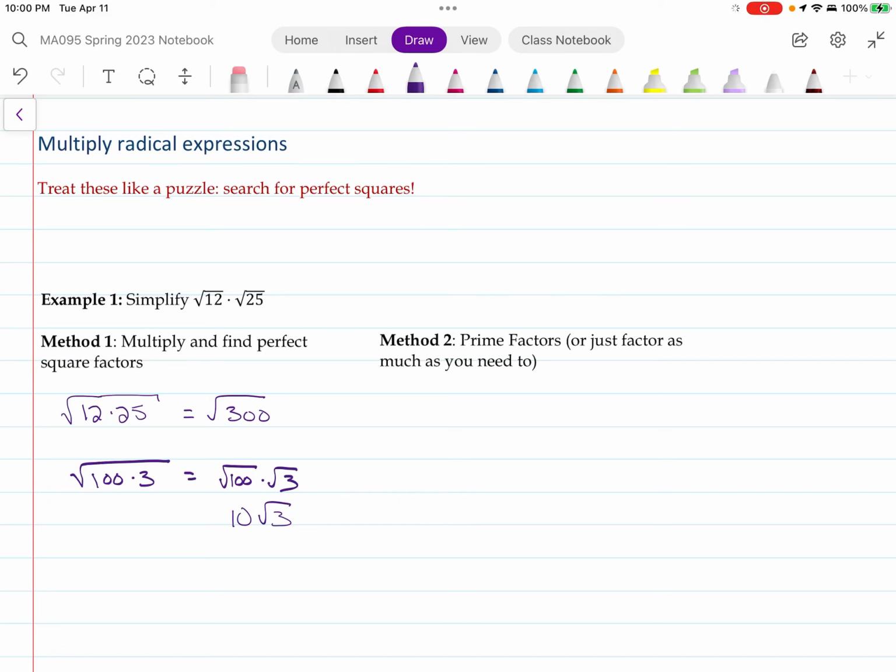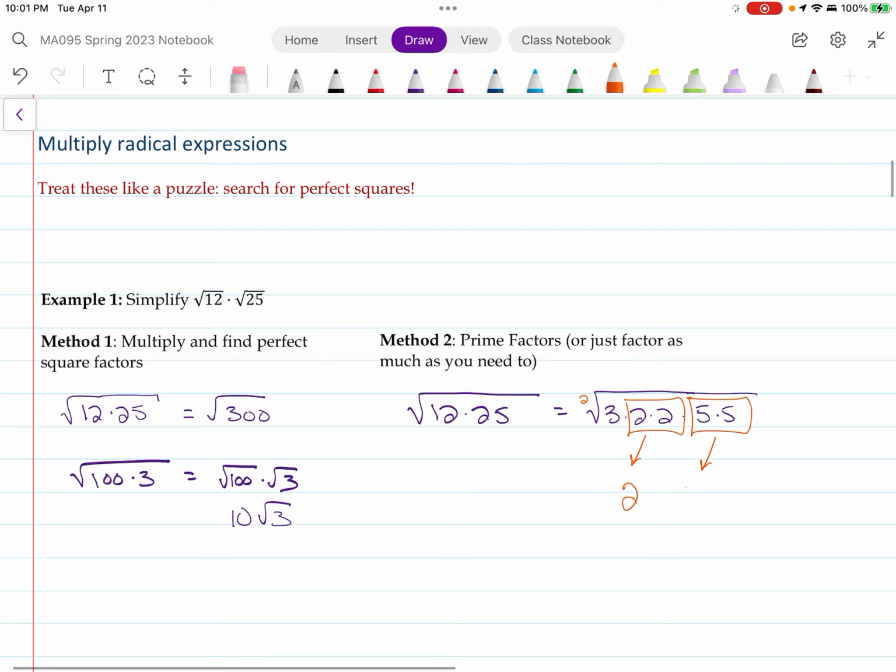All right, so the square root of 12 times 25. So the square root of 12 is the square root of 3 times 4, which is 3 times 2 times 2. And then the square root of 25, of course, is 5 times 5. And because we're using the square root, we're always looking for pairs of things. So when you take the square root of 2 squared and 5 squared, you get a 2 and you get a 5. Right? So those come out.